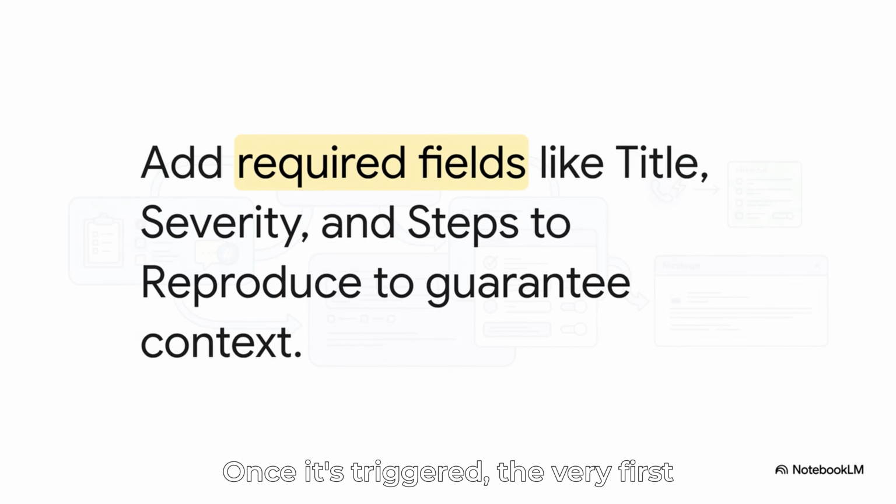Once it's triggered, the very first step we're going to add is a form. This right here is the magic of the single front door. Using a really simple drag and drop interface, you add required fields: a short text field for title, a drop-down for severity, a paragraph field for steps to reproduce, and an upload option for a screenshot. And because these fields are required, it's literally impossible for a user to submit a vague, "Hey, the app is broken" request. They have to give you the context.